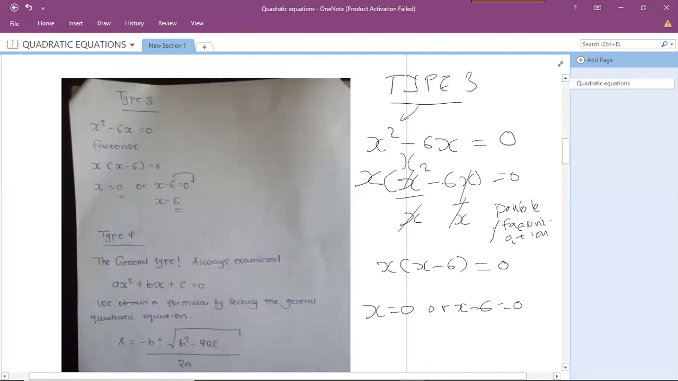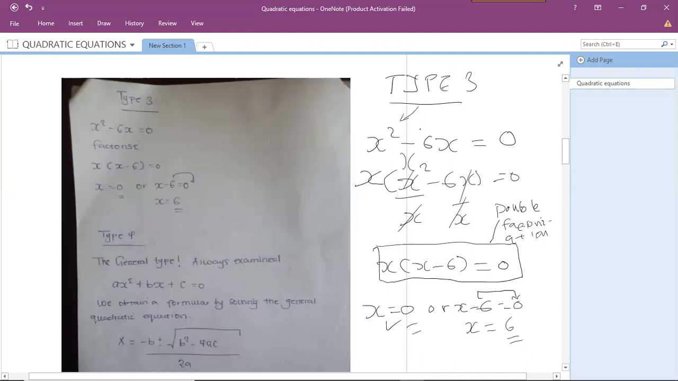So here we're using double factorization. We're saying it's either x is equal to 0 or x minus 6 is equal to 0. So you split this in two. This is one answer, x is equal to 0, but we also have to solve this one. How do we solve this one? The 6 just crosses the equal sign to where the 0 is. x is equal to 6. So it's either x is equal to 0 or x is equal to 6.